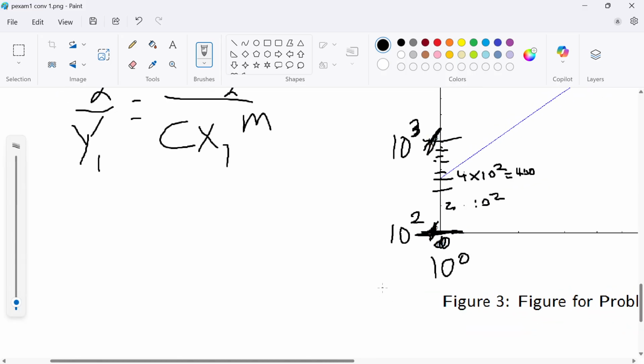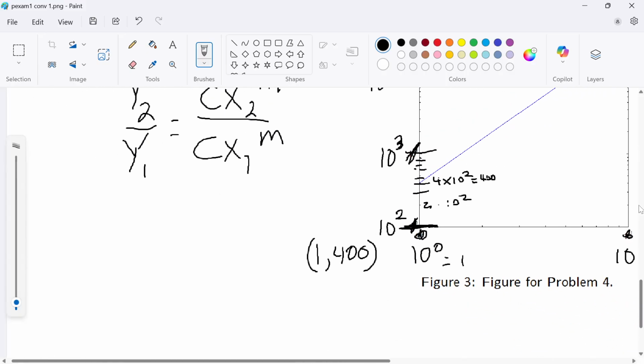So I have a point here, 10 to the 0 is 1. So this point is 1, 400. I'm going to use that to find this in a second. I'm going to use all that to find the slope.